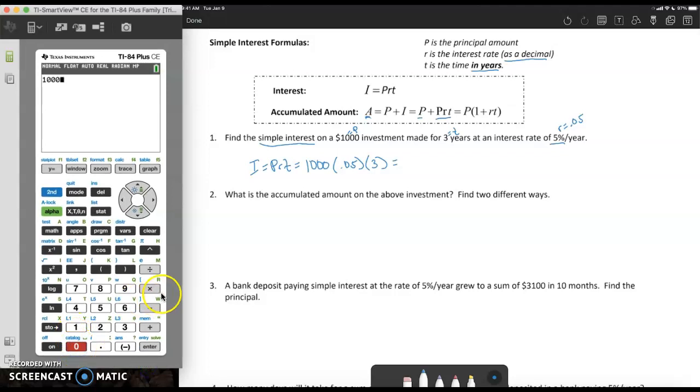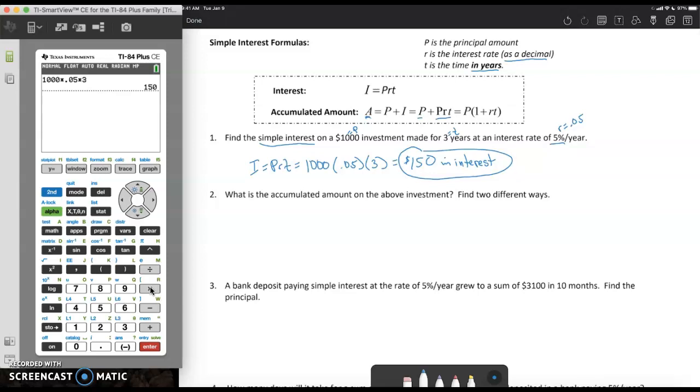So I'm going to do 1,000 times 0.05 times 3. So it looks like $150 is the interest on this. Now I know in Newton sometimes they will give you very, very strict instructions. They may say just type in 150 and leave the dollar sign off. So just pay attention for those little specific instructions that they may give you.